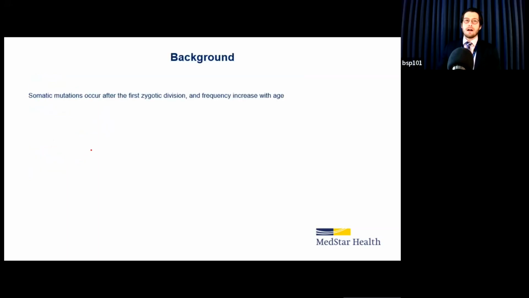So to start, not specifically for VEXAS, but a general background that I think is important for people to understand. We need to know that somatic mutations occur after the first zygotic division. So these are acquired mutations that we do not pass on to our offspring. And the frequency increases with age. So we see frequent mutations in the elderly population.